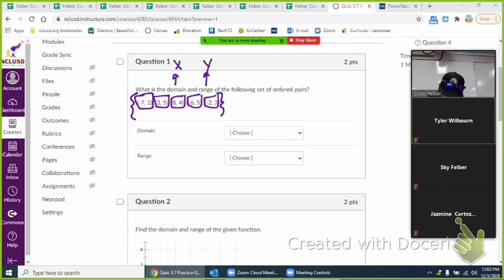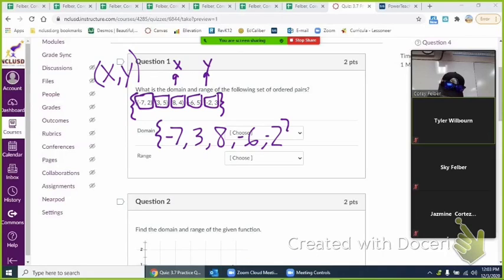All right, so if we want the domain of these random points, we just want all of the x's. Remember, in a point, it's x comma y. So the domain of this one should be -7, comma 3, comma 8, comma -6, comma -2. But when you go to look for your answer, they're always going to be in increasing order, so you kind of have to rearrange them. Smallest first, next smallest, next smallest, next.